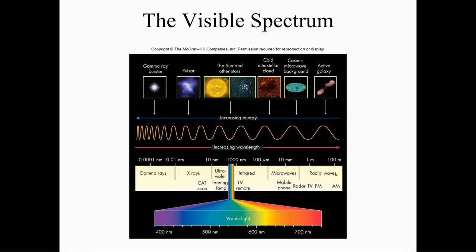The longer wavelengths are over here, radio waves, AM. And then we go down to gamma rays, which are the smallest electromagnetic waves. And again, in between, in this little area, this is what human beings see as light.